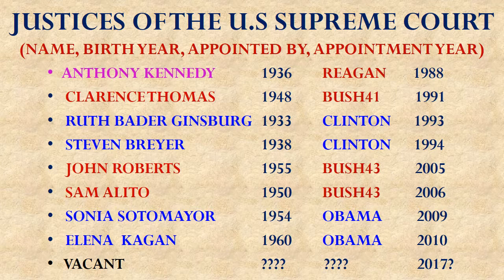But for right now, notice the years that they were born. Ruth Bader Ginsburg, the third one down the list, is, at the time of this recording, 83 years old. Anthony Kennedy, the one at the top of the list, is 80 years old. Stephen Breyer, fourth one down, is 78 years old. There are some very old people on the court.